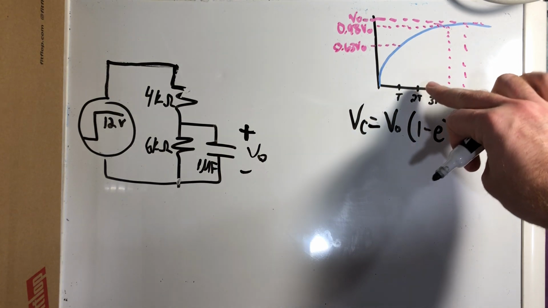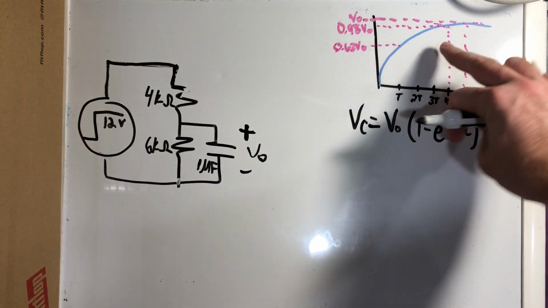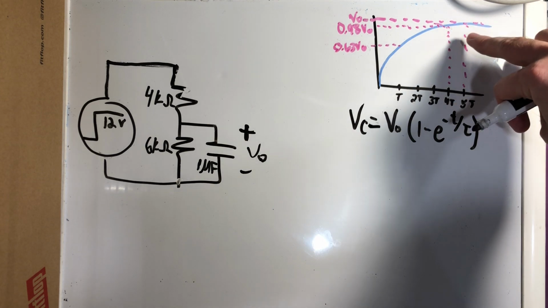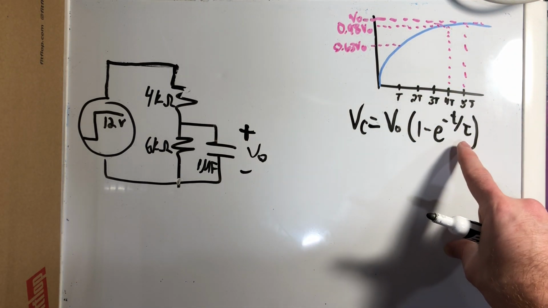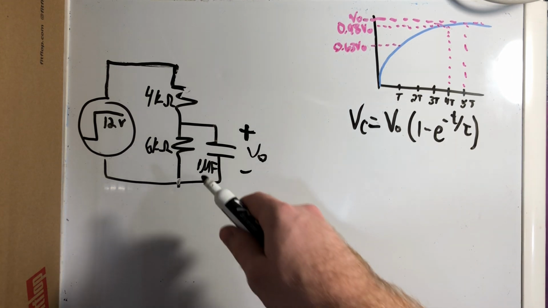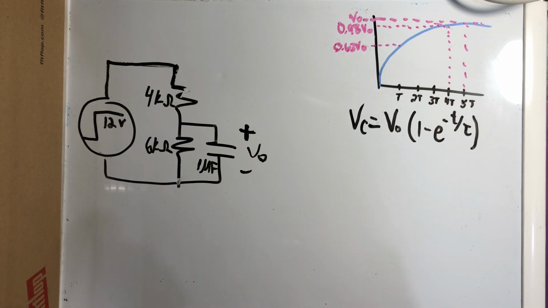So at one time constant, we're going to have 0.63 of V out. At 4 it'll be 98% of V out, and at 5 it's basically V out. But the thing here, it's tricky, is you don't know how to get the time constant from this because you have two parallel resistors. And there are two ways to do it.